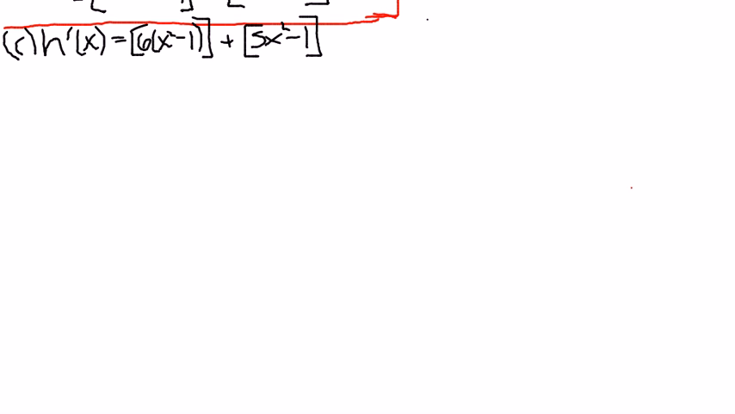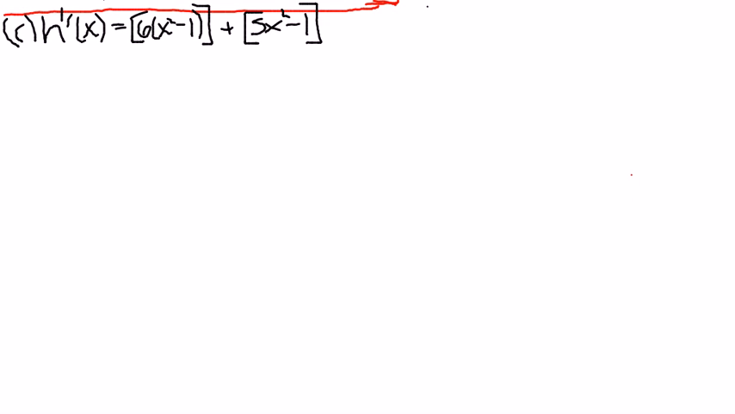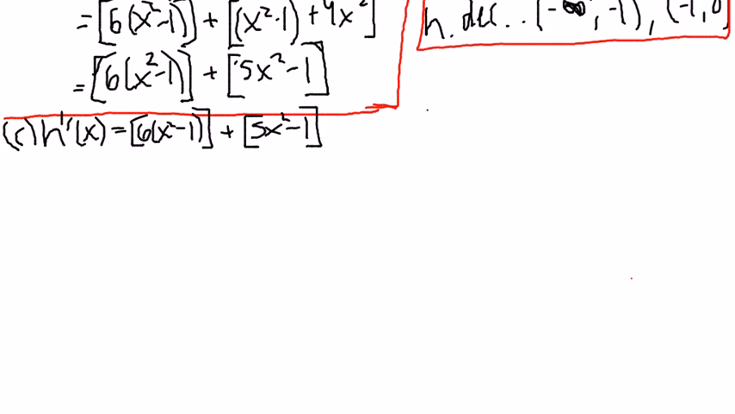So like we found when we were starting the problem at the beginning, we found that h double prime of x equals 6 times (x squared minus 1) times (5x squared minus 1). Sorry, this should be times.